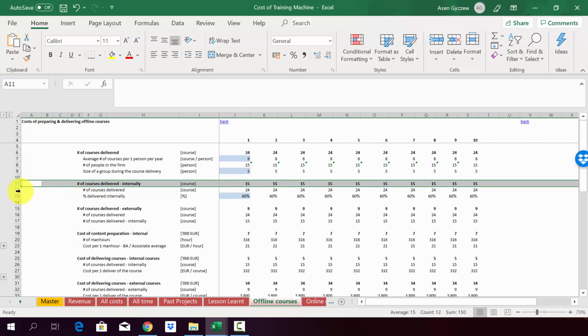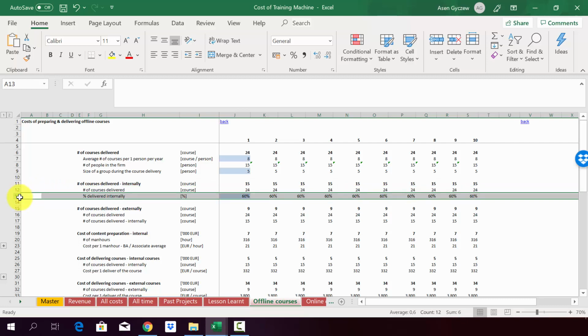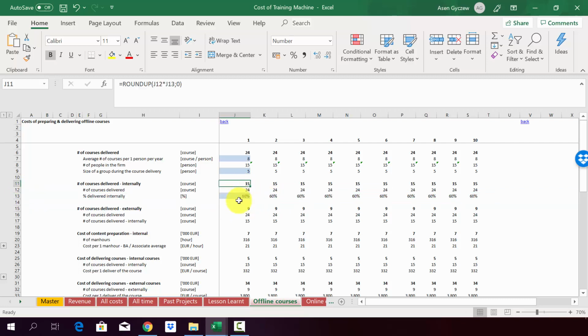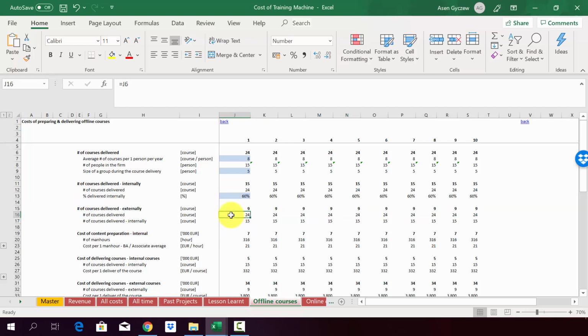We calculate using the total number of courses delivered from the previous calculation and an assumption on the percentage which we're going to deliver ourselves. Since we assume 60%, this is how we got 15. This obviously means that in row 15, in terms of number of courses delivered externally, we have 9. So the leftover from 24. Why do we do it? We do it because the internally and externally delivered courses will have different costs per delivery. That's why we have to do it independently.